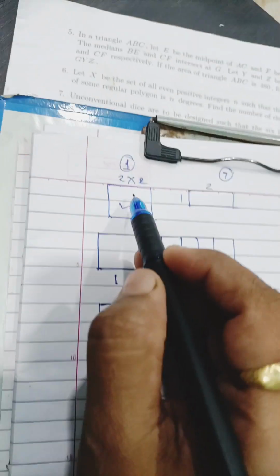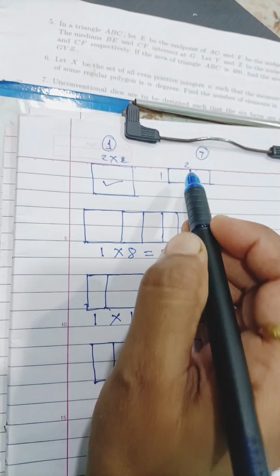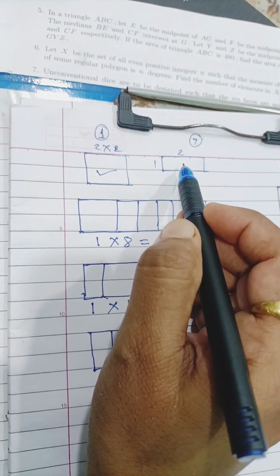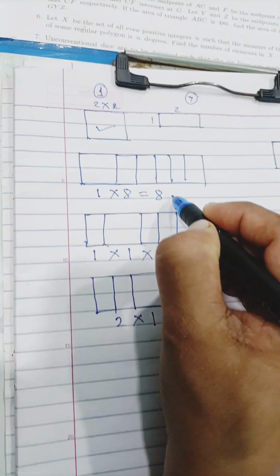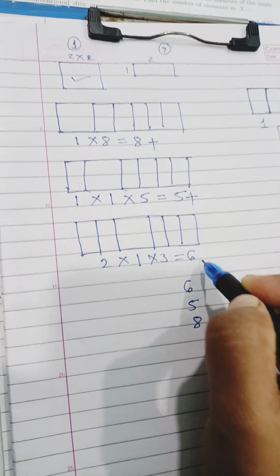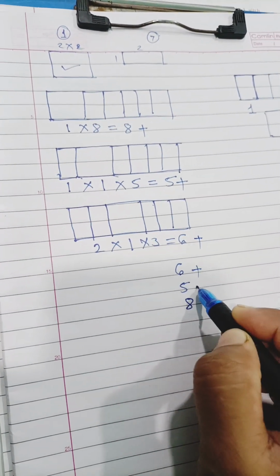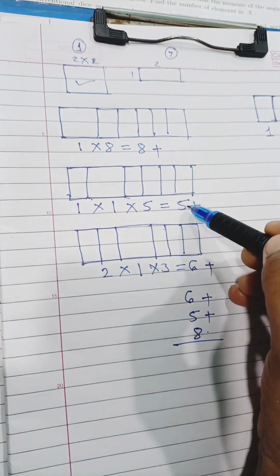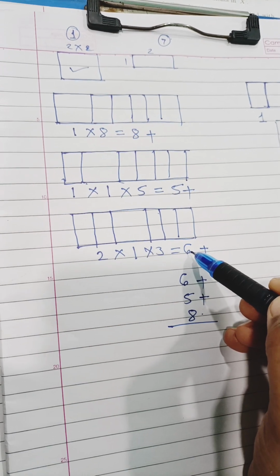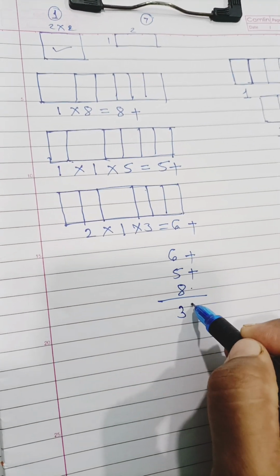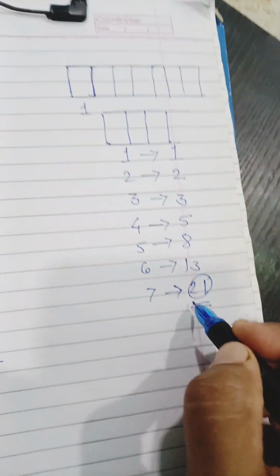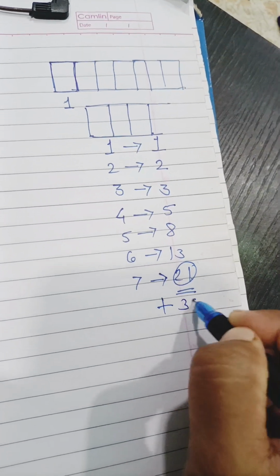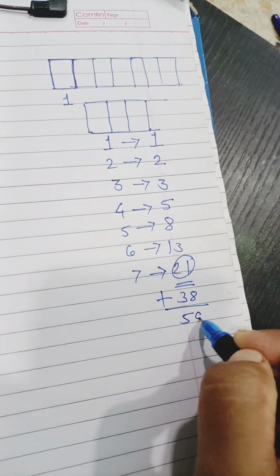So if we introduce this one 2 by 2 tile with some of these dominoes, then how many ways do we get? 8 plus 5 plus 6 plus 6 plus 5 and plus 8. In this way, 6 plus 5 is 11, 11 plus 6 is 17, 17 plus 6 is 23... in total 38. So previously we found 21 and now this 38. In this way 59 is our answer.